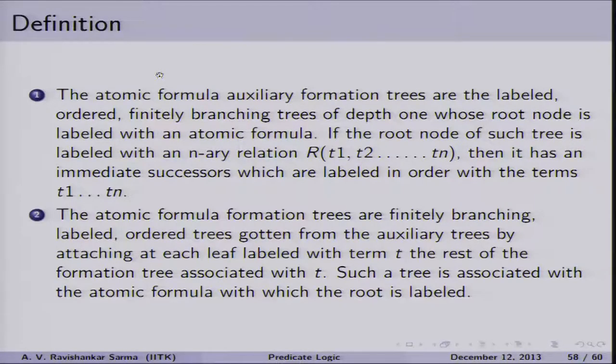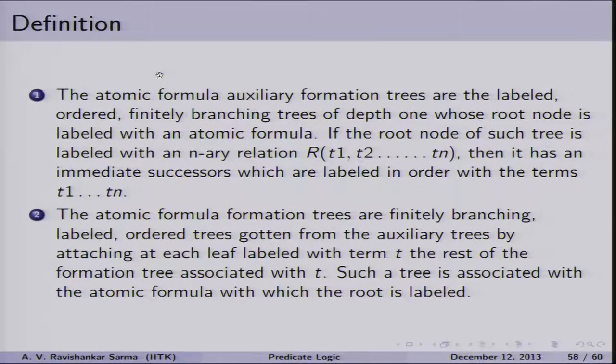It is depth 1 because it is all atomic formulas, and whose root node is labeled with some kind of atomic formula. If the root node of such a tree is labeled with an n-ary relation like R of T1, T2 to Tn, then it has immediate successors which are labeled in order with the terms T1 to Tn. That is the first thing which you need to note.